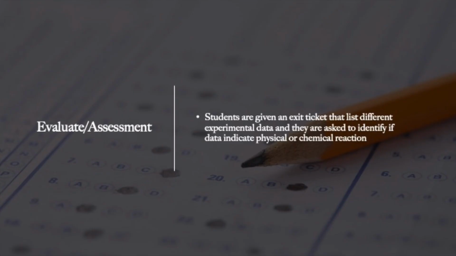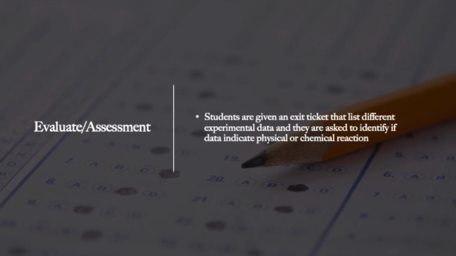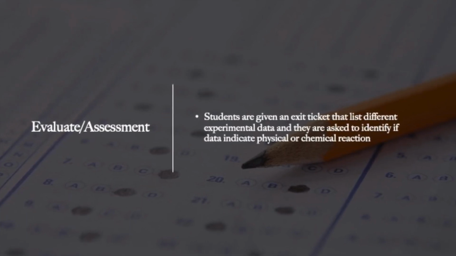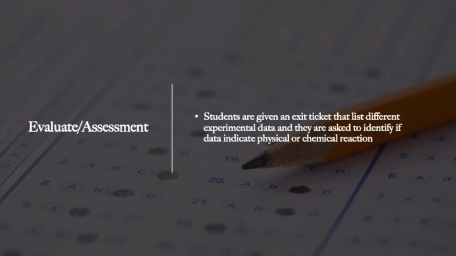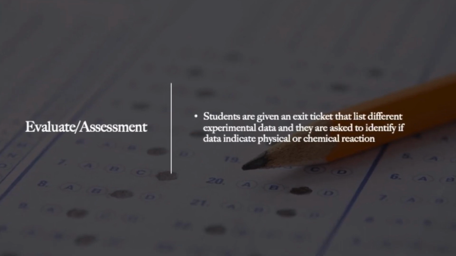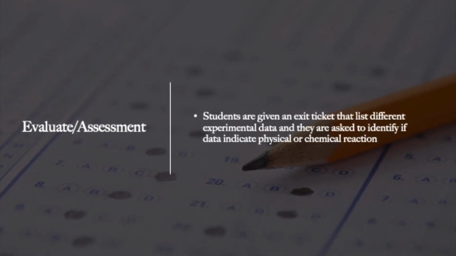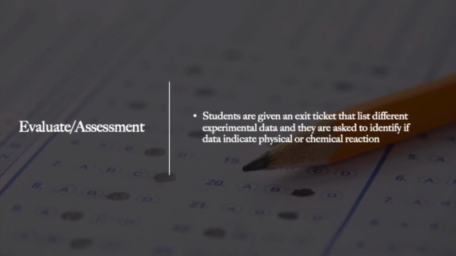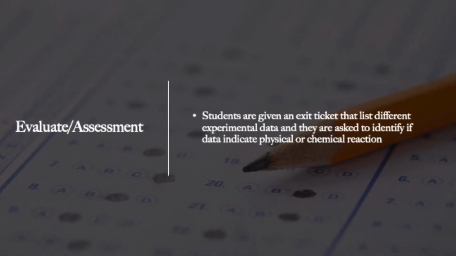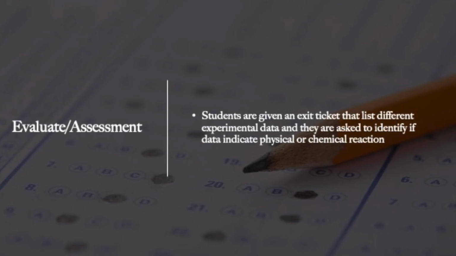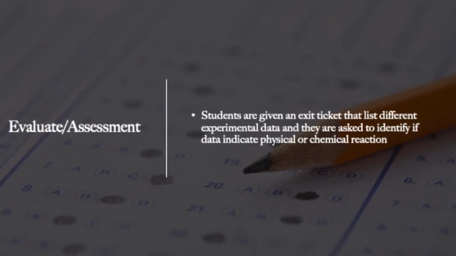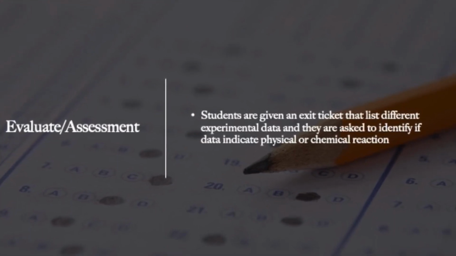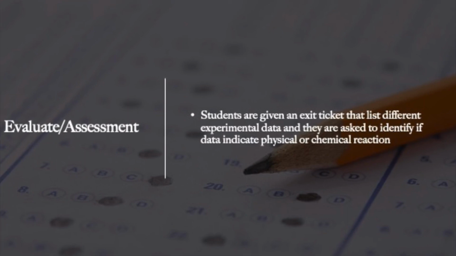And the last part in the lesson sequence is to do my assessment. So I'm evaluating and assessing the students on how they did. It can be an informal or a formal evaluation, but maybe at the end of this lesson, I'm going to give them an exit ticket that gives them an experimental data set of information, and they have to identify if they think it's a chemical change or physical change based off of what they read. It's a great way to end my lesson, and it gives me information.